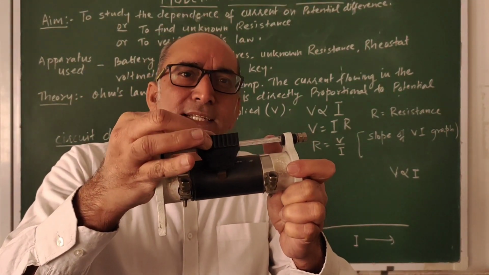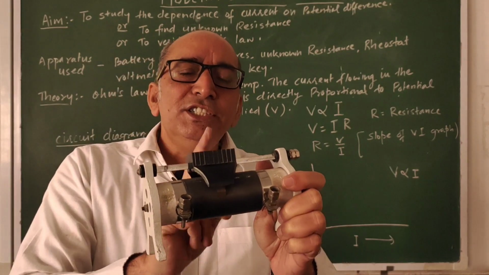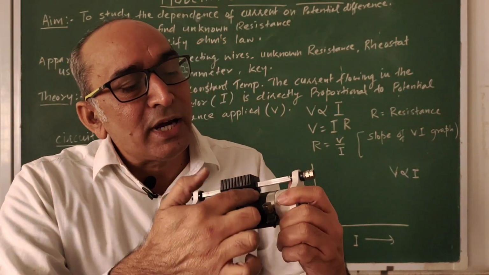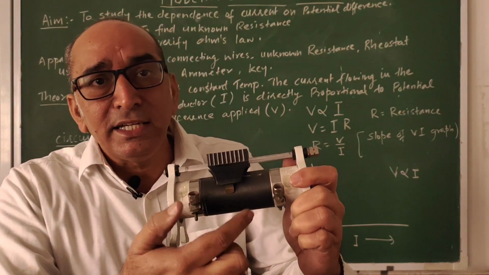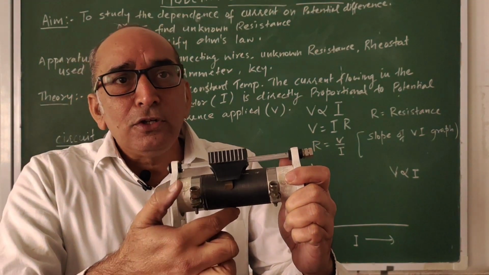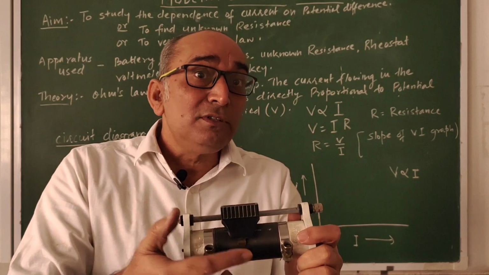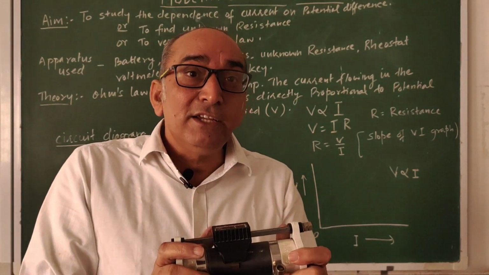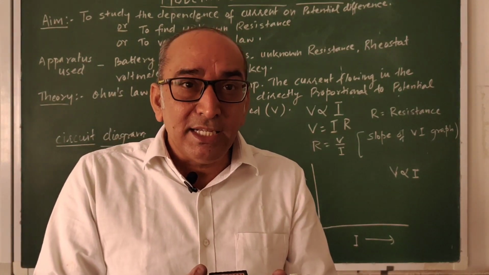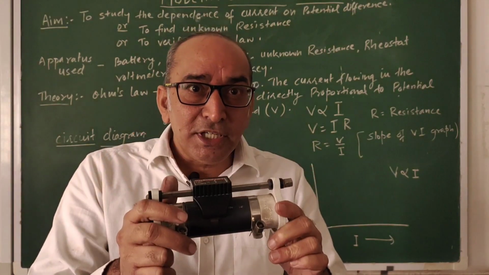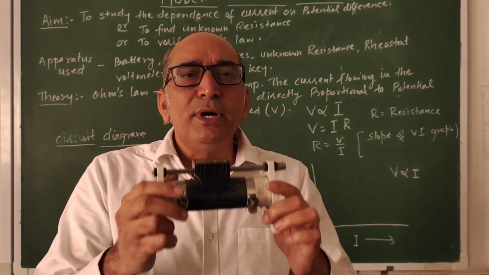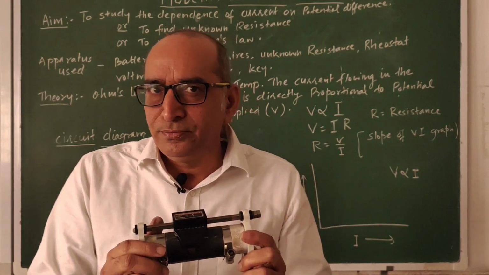When you slide this slider, we are basically changing the length of this wire which is around this cylinder. And you know, resistance depends upon length. If length is more, resistance will be more. If length is less, resistance will be less. So this is rheostat and is called variable resistance also.